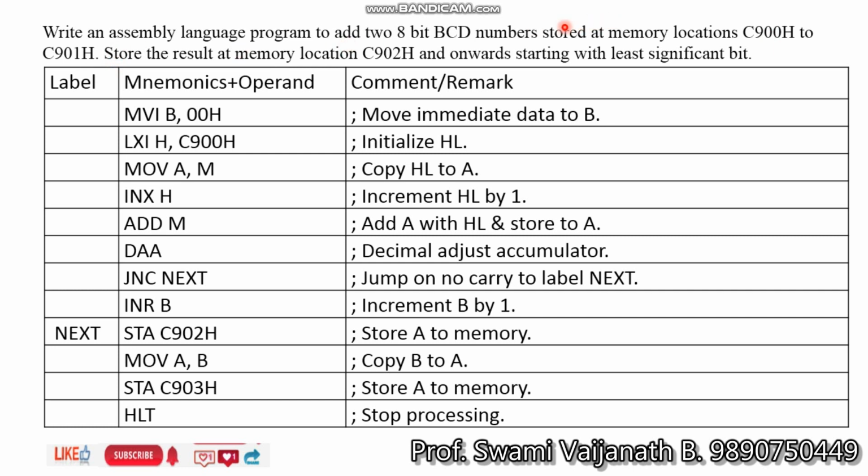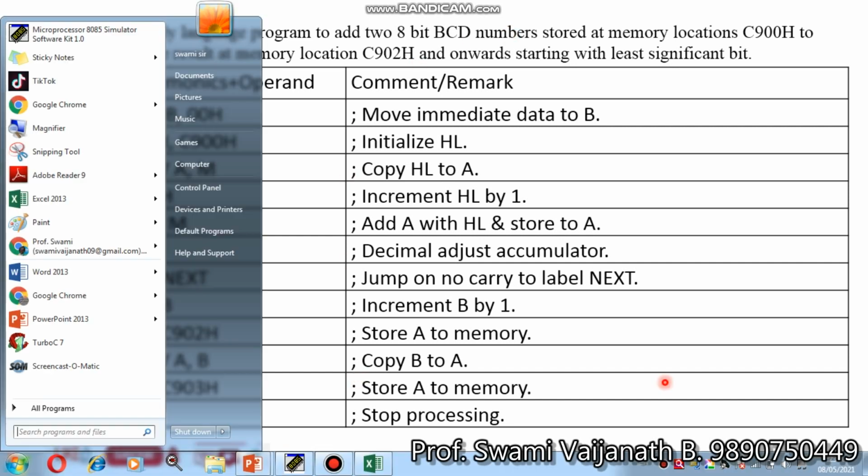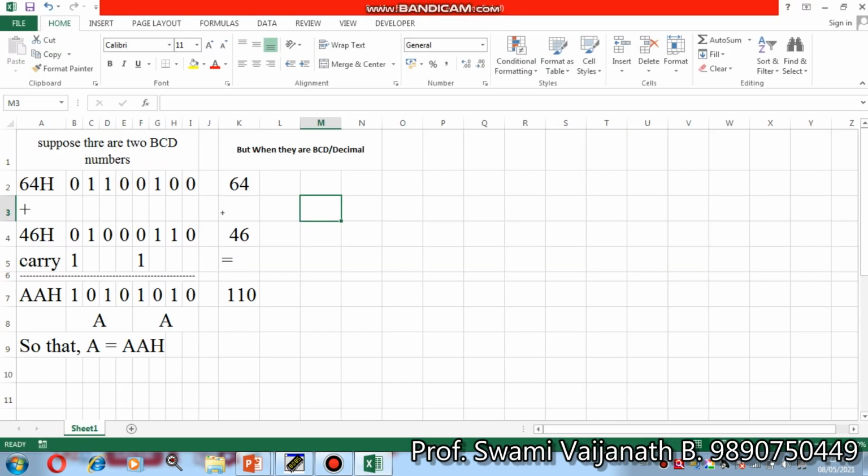Whenever we take any numbers in the 8085 microprocessor, those numbers are hex numbers. Suppose I take 64H and 46H, but they are BCD numbers. Whenever you give an add instruction, 64H and 46H are considered as hexadecimal numbers and they are added. The result of the hexadecimal addition is AAH.